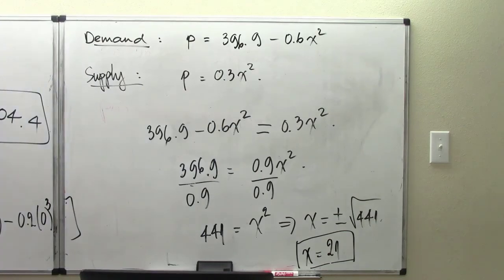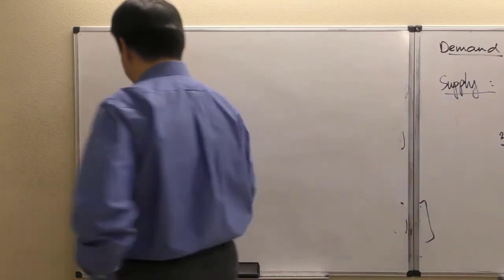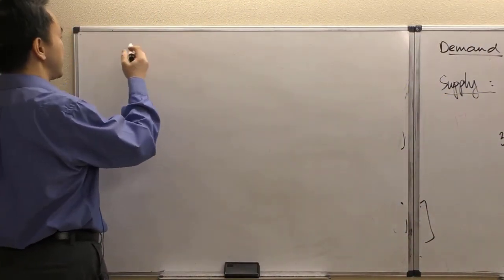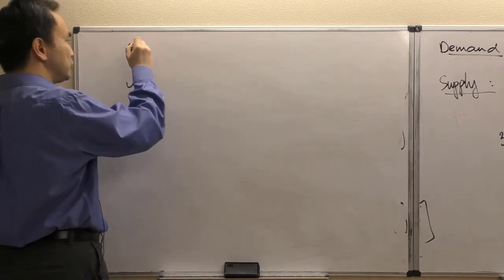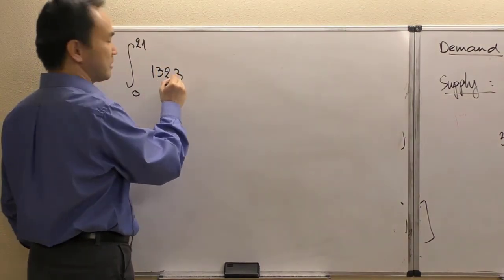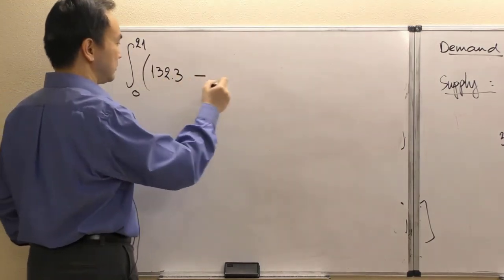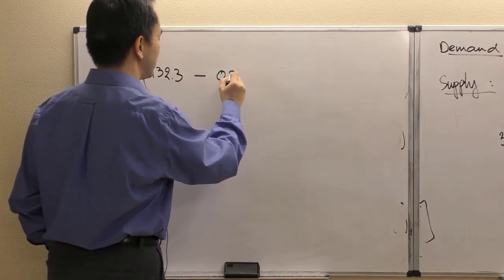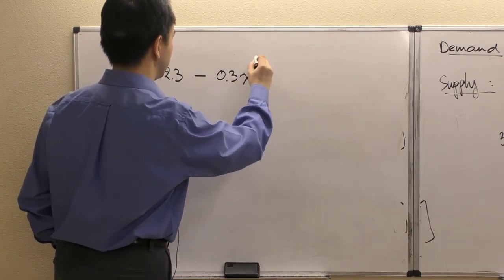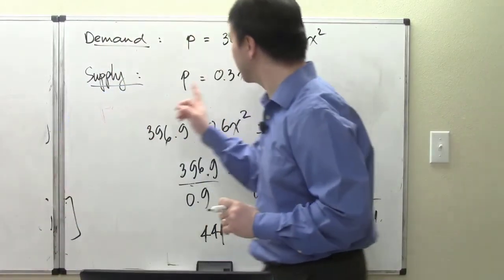This time we're heading to producer's surplus. Realizing producer surplus is an area, let's produce that integral. It's an integral that we're going to be accumulating from 0 to 21. The upper curve this time was that flat horizontal line, 132.3, that we found earlier. And then from there I'm going to subtract the lower curve, which was 0.3 x squared. The lower curve was our supply curve in blue, and our supply curve is this curve right here.